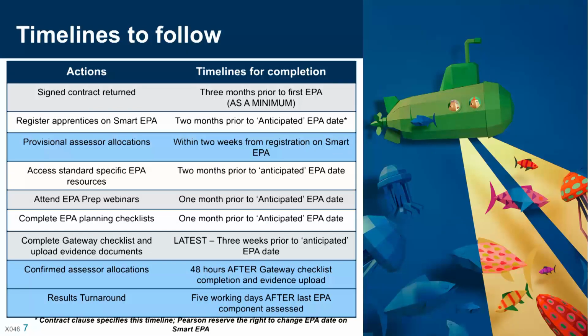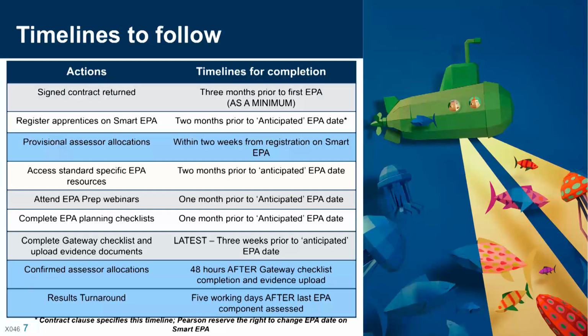If you do not do it within those timelines, then unfortunately we will have to rejig the whole timetable to match those timelines. So what we are saying here is that the signed contract should be returned as a minimum 3 months, so latest 3 months prior to your first EPA. So if you've got your first EPA in January, end of January, for example, you should have a signed contract today in hand and returned to the account managers.